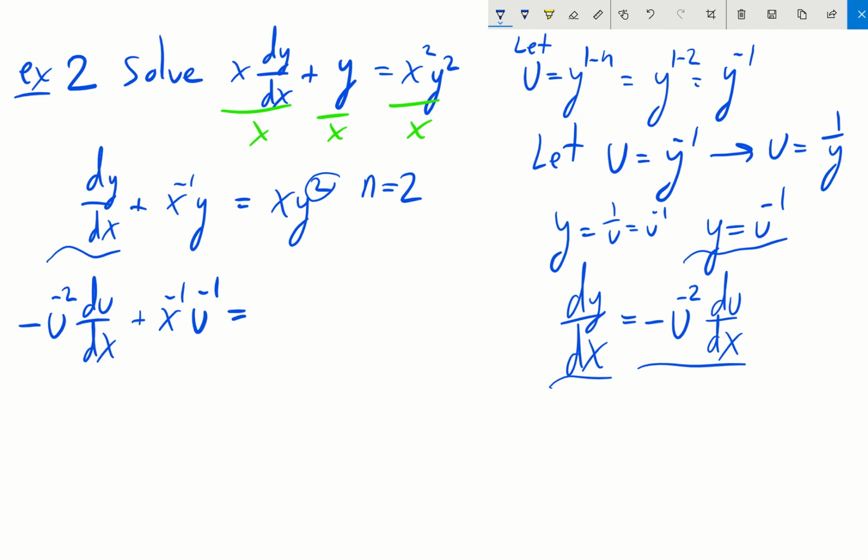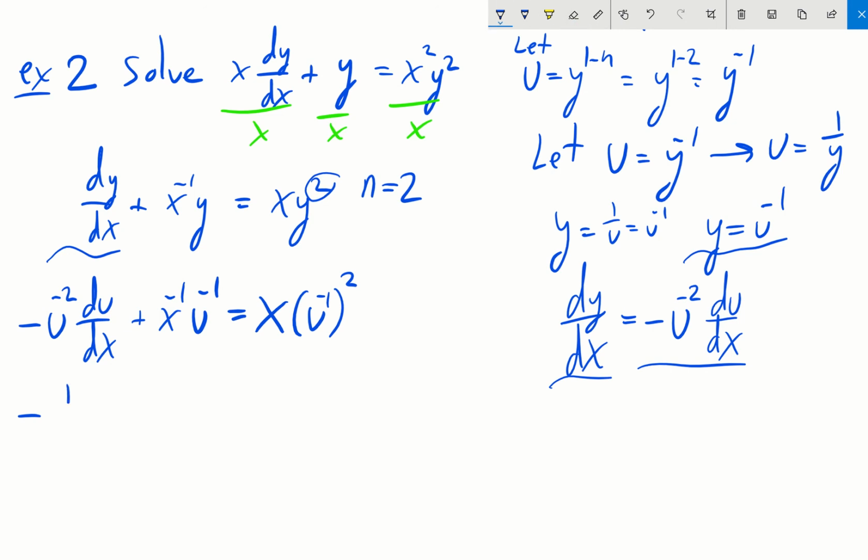And this is going to be equal to x times y squared. Remember, y is u to the negative first, so this is u to the negative first squared. Let's clean this up a bit. So we have negative u to the negative second du dx plus, and I'm not sure if all of these negative exponents will drive you all crazy or not, maybe I'll do some reciprocals. Change it up a little bit.